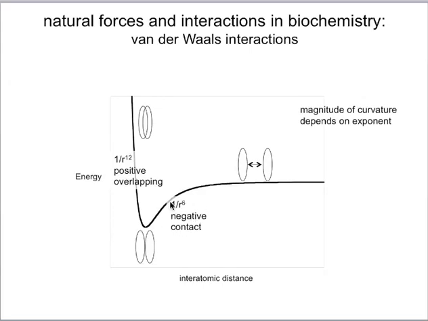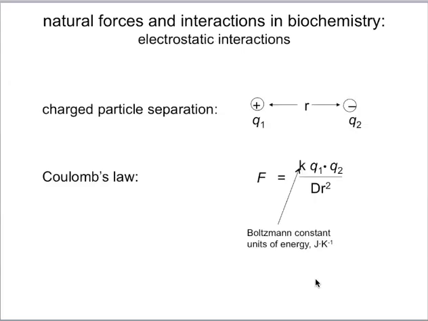So the favorable interaction occurs over a much longer range. Even though it might be a shallower curve, that also means that interaction is occurring over a longer range than the r to the 12th repulsive interaction. That's something we want to keep in mind as we think about the relative strengths or distance dependencies of different kinds of intermolecular interactions. Let's move on to think more about electrostatic interactions.